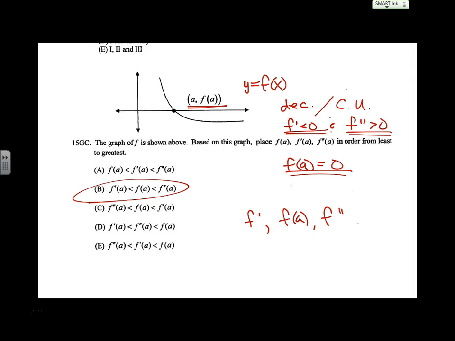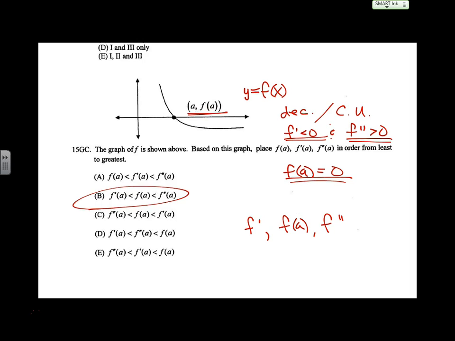Okay, sorry, I thought I heard E and then I thought I heard D and then I thought I heard C. B. It's B. It's the only one that goes F prime and then F double prime.